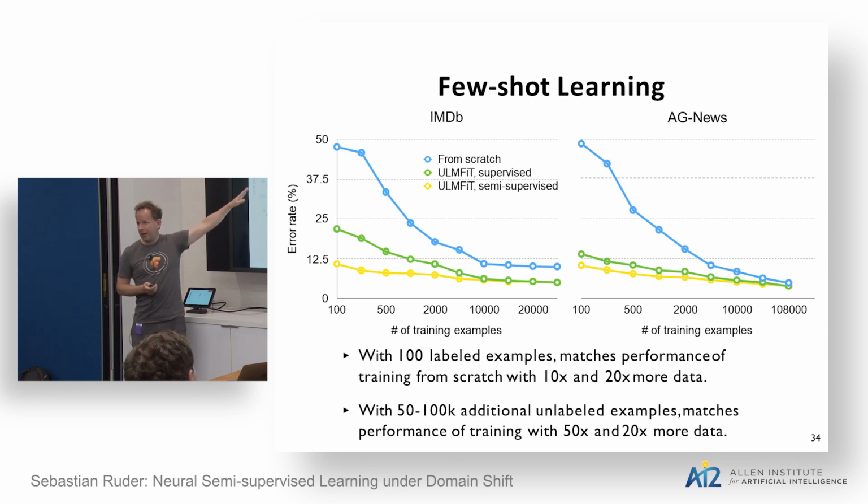So how much data did you pre-train? You're using more data, more unlabeled and in-domain data for the yellow line. Exactly. Yeah.